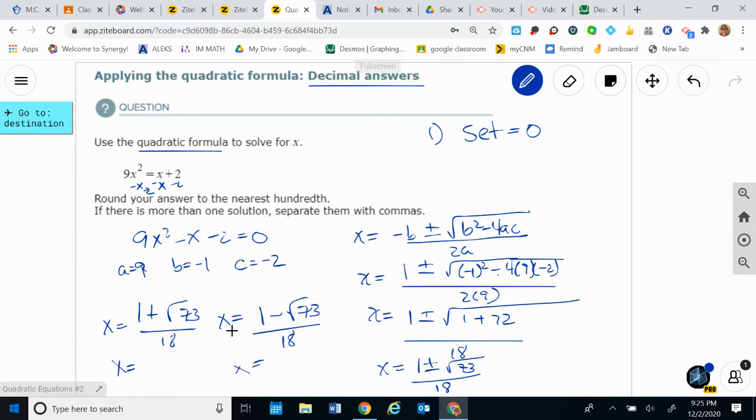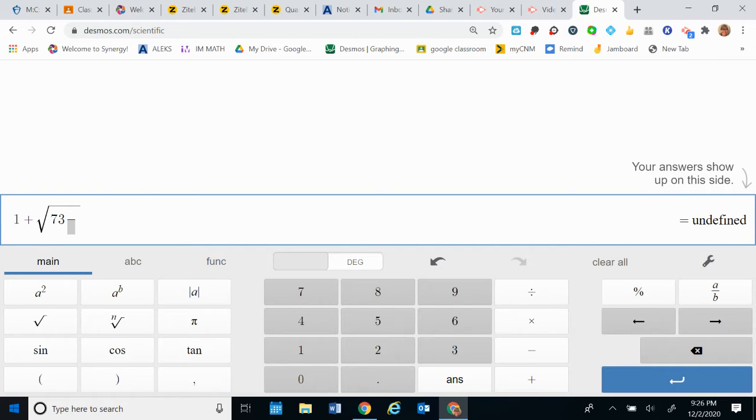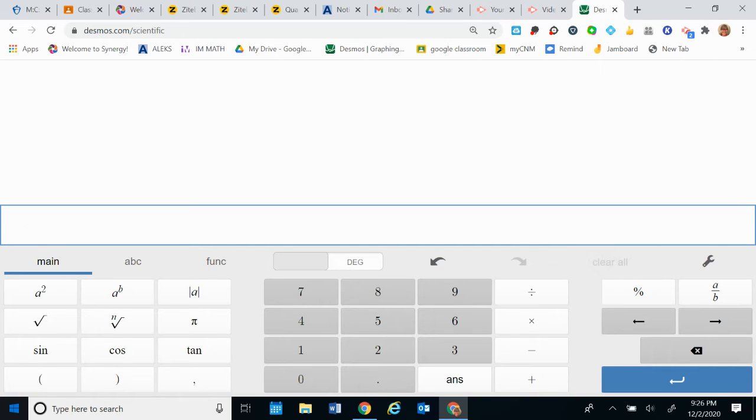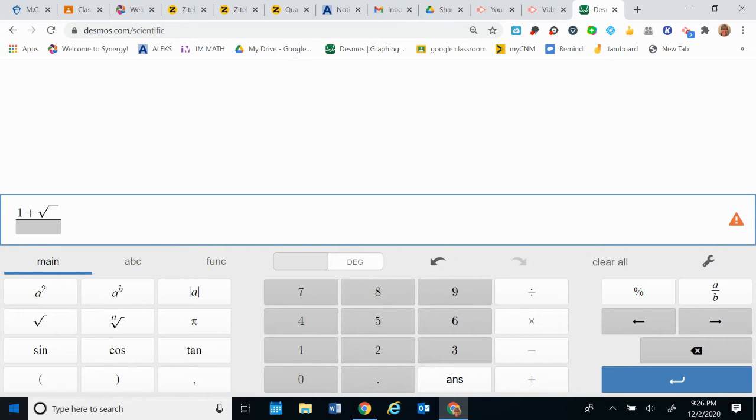So let's do this. We go 1 plus the square root of 73 all over, I don't know exactly how to do this. Let's try. Can I do this? Can I highlight it? Oh, I can't do that, huh? Shoot, you guys. Okay, clear all. Let's try this. Okay, here we go. 1 plus the square root of 73 divided by 18, and it's 0.53.